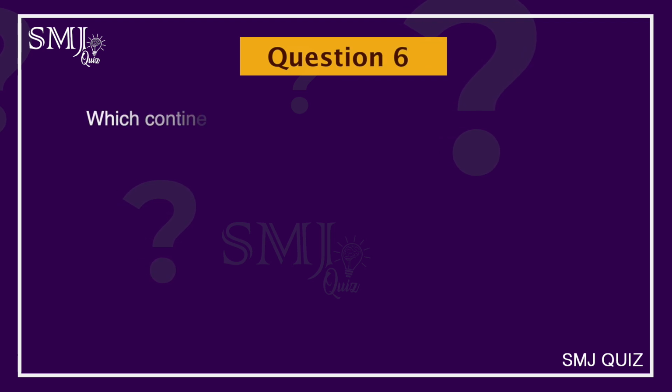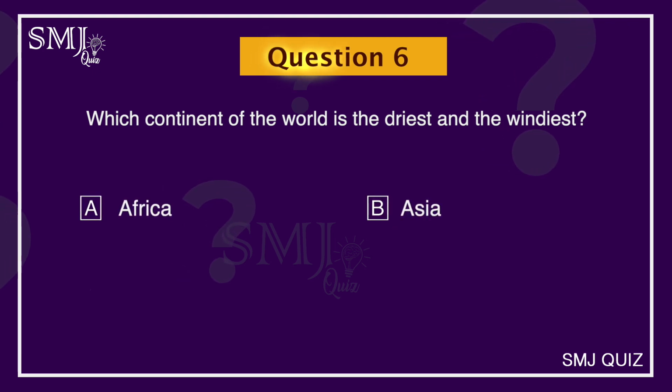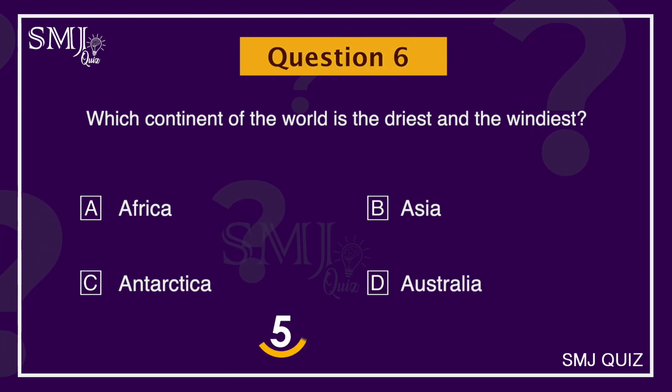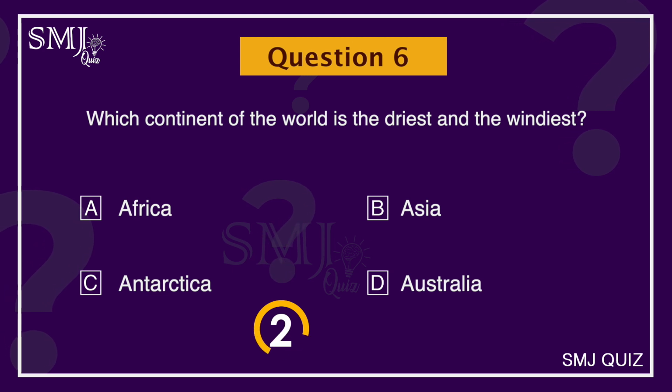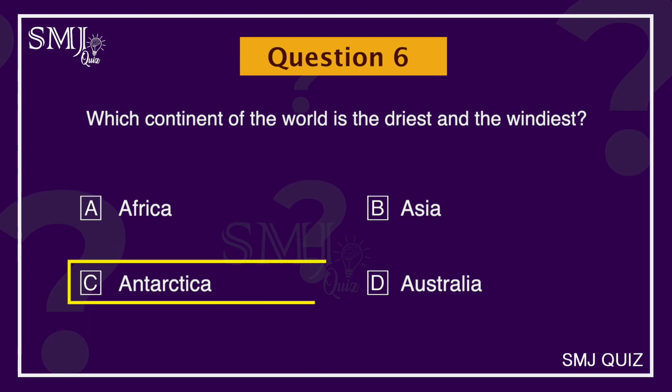Question 6. Which continent of the world is the driest and the windiest? A. Africa, B. Asia, C. Antarctica, D. Australia. The answer is C. Antarctica.